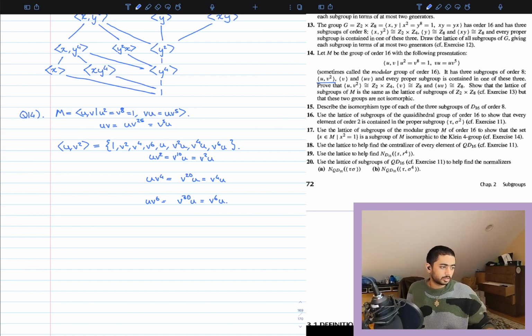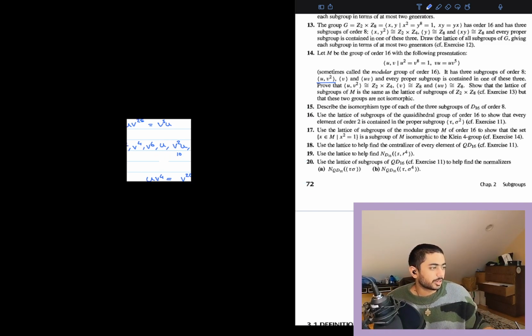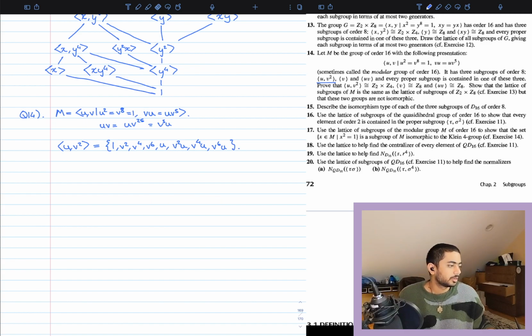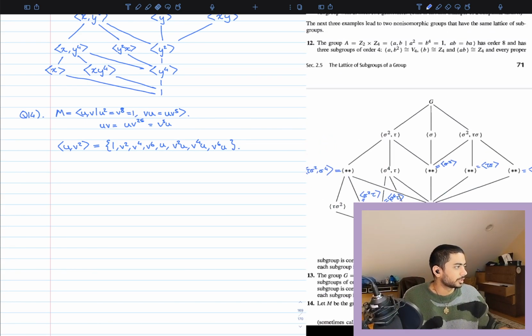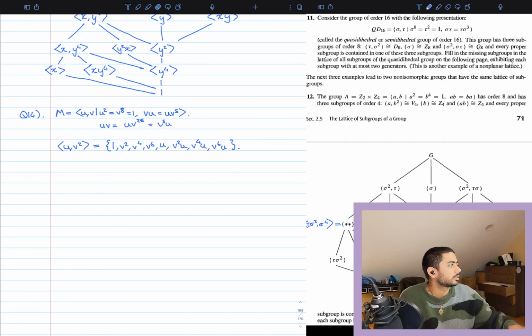Alright, so we figured out what uv squared looks like as a group. Now let's go and remind ourselves what the group in question 12 was. Group in question 12 looked kind of like this. So what's the order 2 element? I'm guessing the order 2 element is this guy here. Or rather this guy here actually.